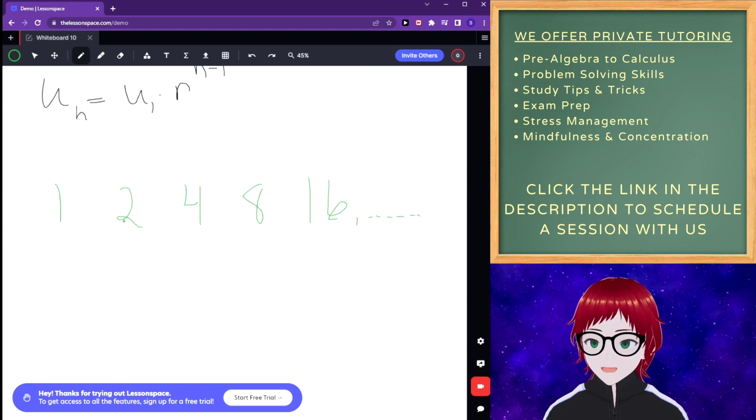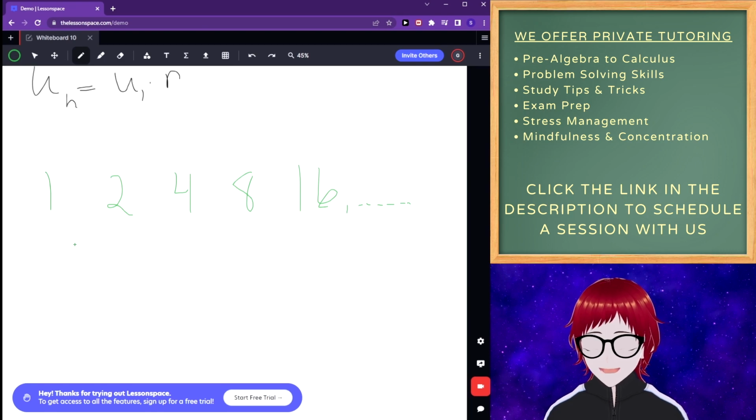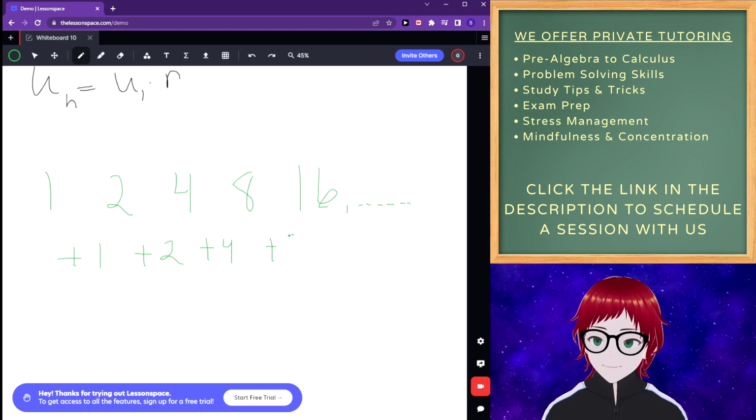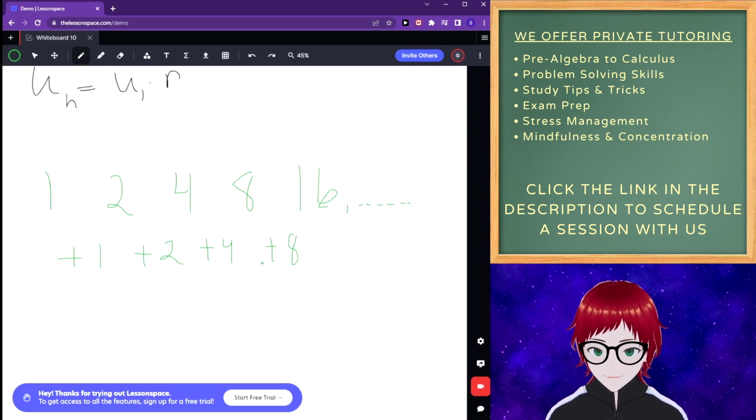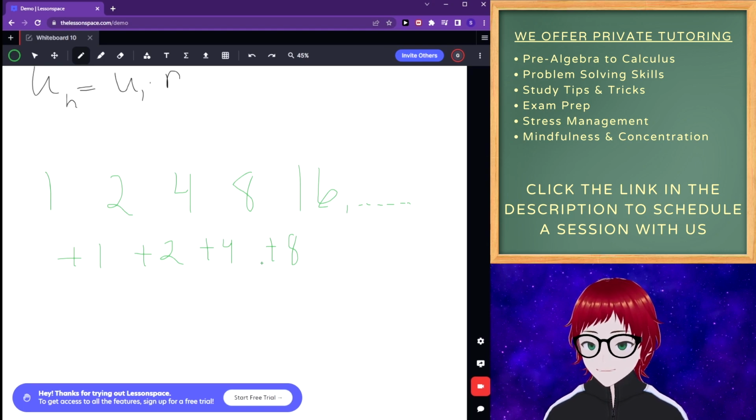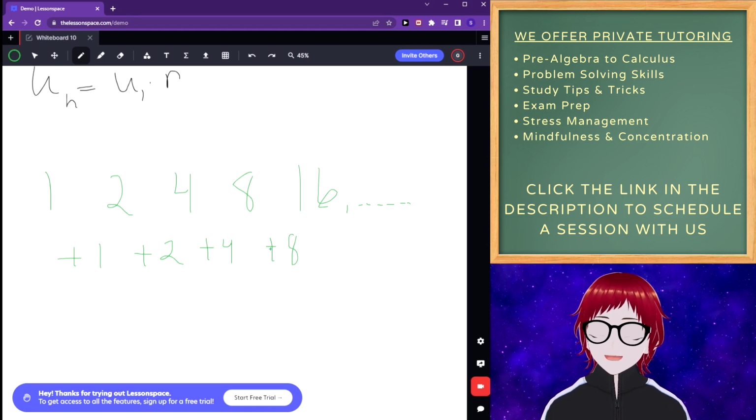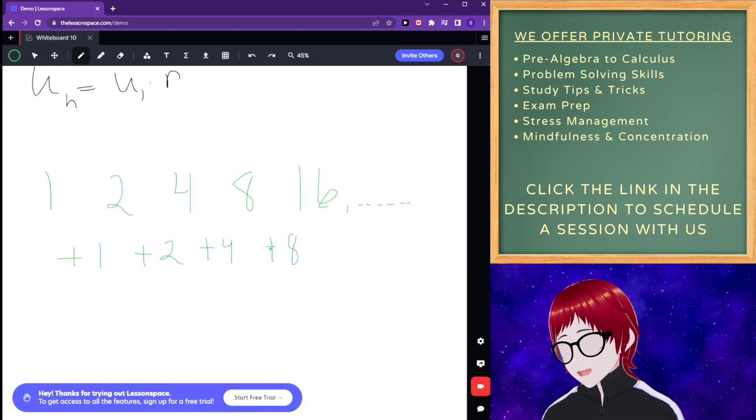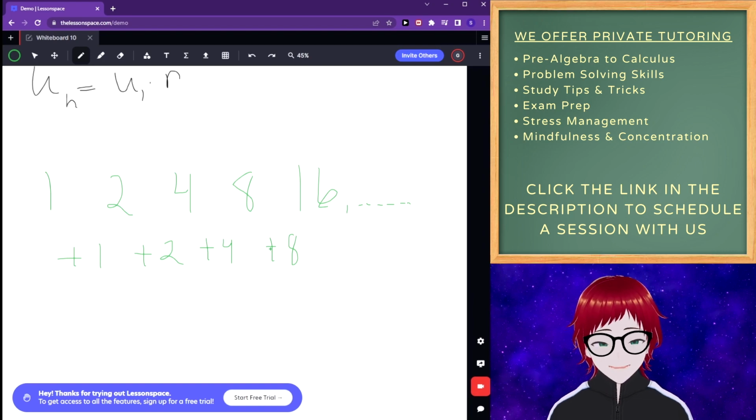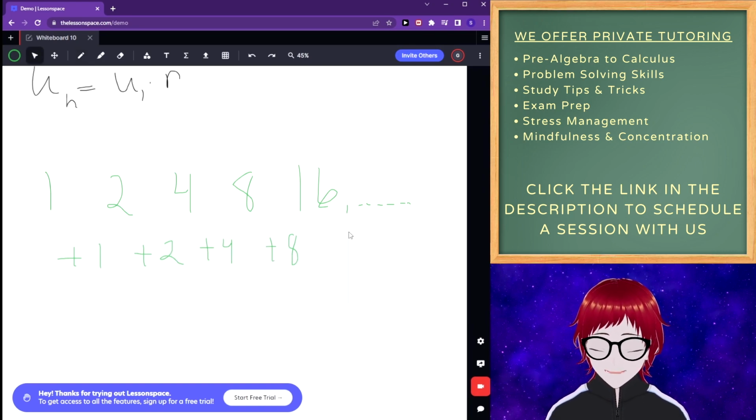Now, if you look closely, this isn't an arithmetic sequence because here there's +1, but here there's +2, and then here there's +4, and then this is +8. So since we don't have a common difference, it's not an arithmetic sequence. So I'm going to have to look at what else it could be. Fortunately, we only have to worry about arithmetic and geometric sequences.